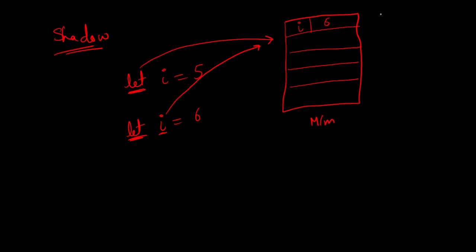Okay, shadowing is using the override. Okay, it will override what? All the metadata. It will override all the metadata of that variable.